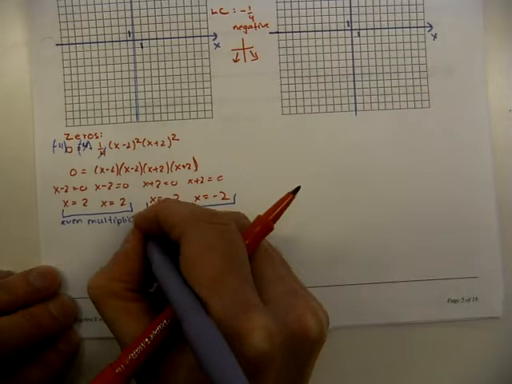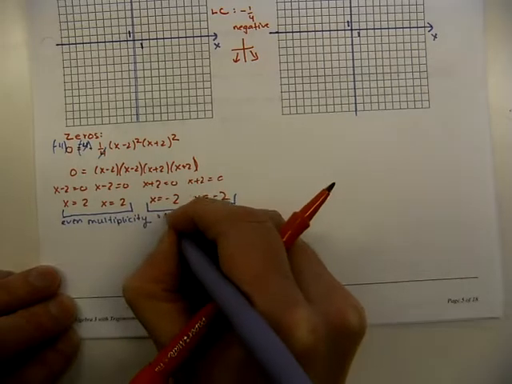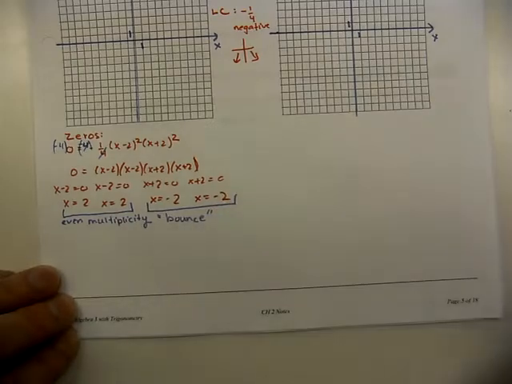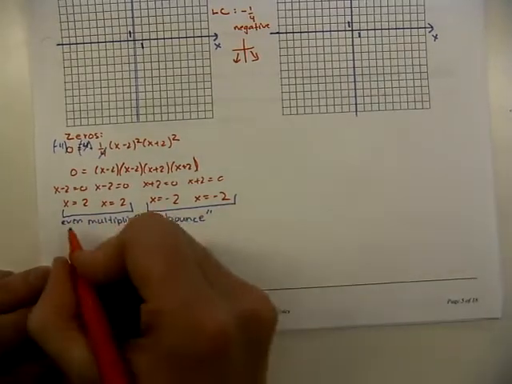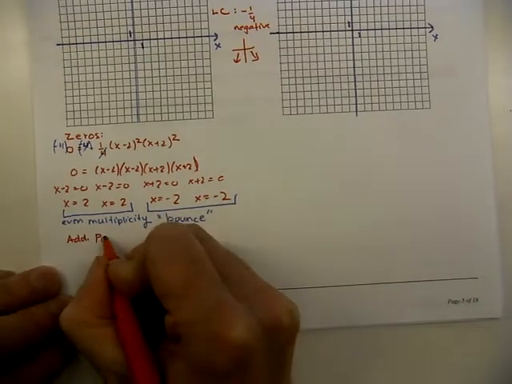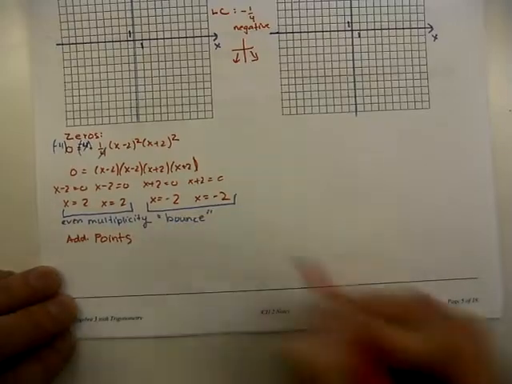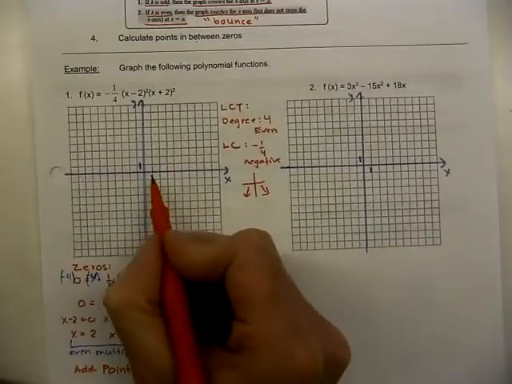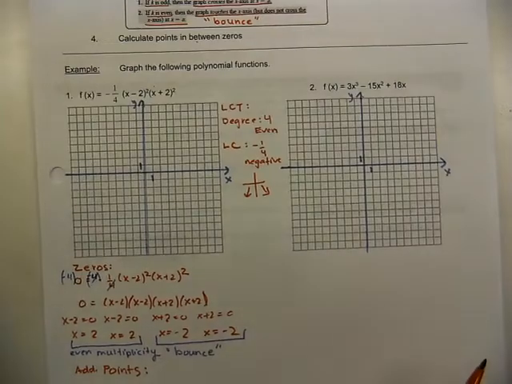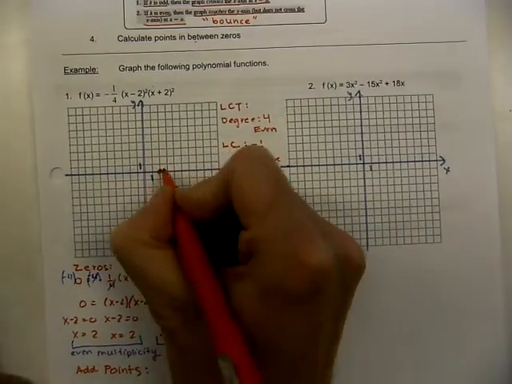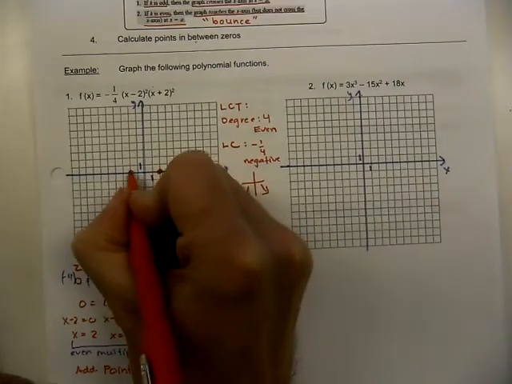And if it is even, that means that we will see that bounce occur. Our graph will touch the x-axis, but it won't actually cross over at these locations. Now we still have to find some additional points to help us plot, but let's plot what we do have so far. Okay, so I've got my scale at 1 on both of these axes. Right now we have x equals positive 2 and x equals negative 2.